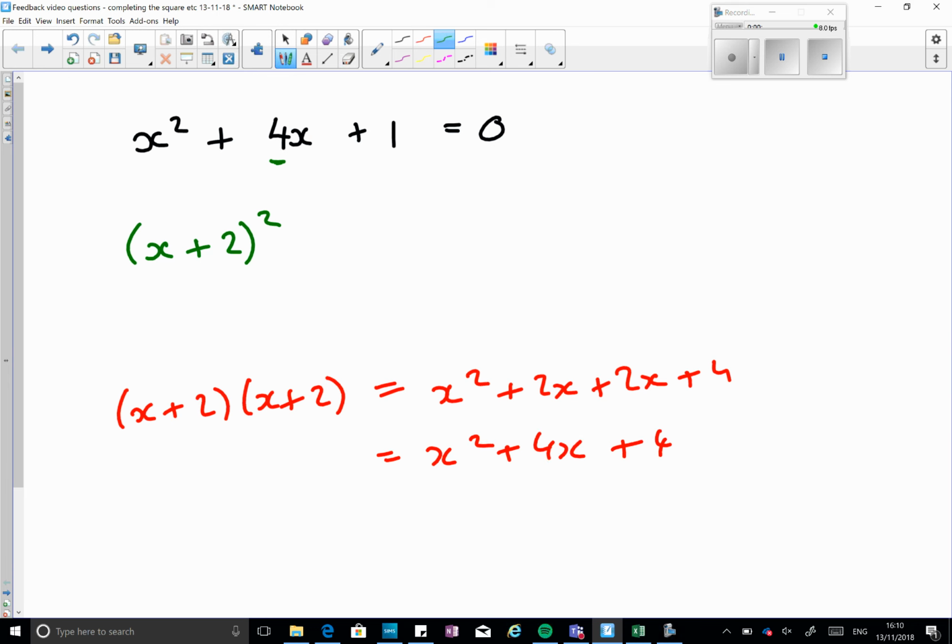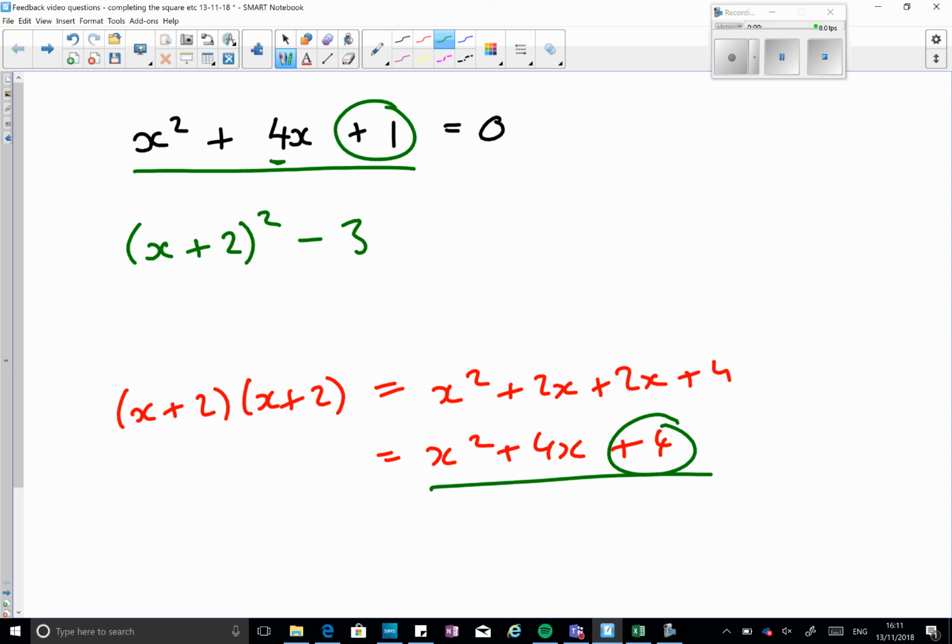And then what we want to do is compare this with this. And you can see that I don't want plus 4, I want plus 1. So therefore, to go from 4 to 1, I need to take off 3. So then when we've completed the square, we get x squared add 4x add 1 is 0. When we complete the square, we get x plus 2 in the bracket squared, subtract 3 equals 0.